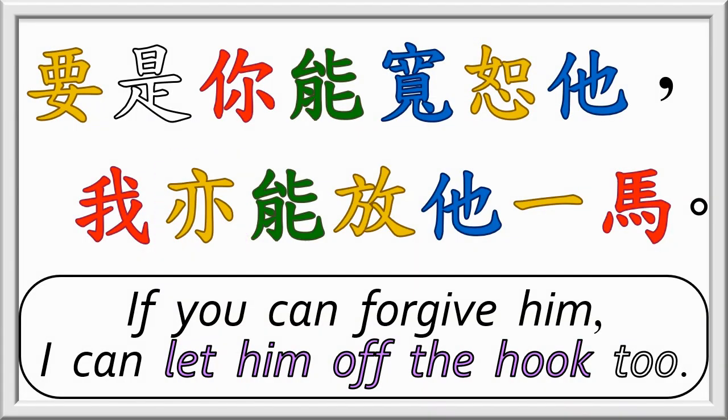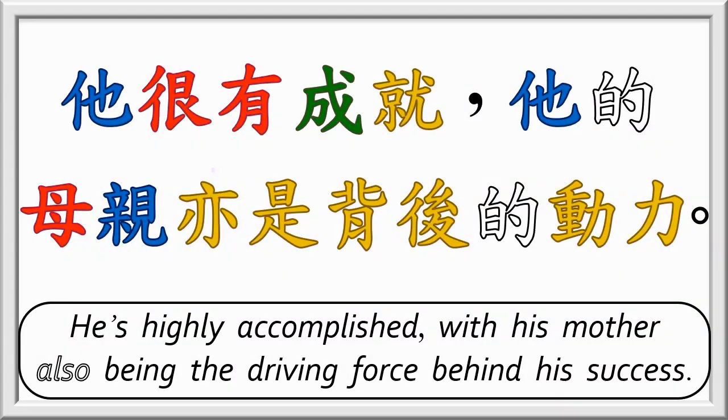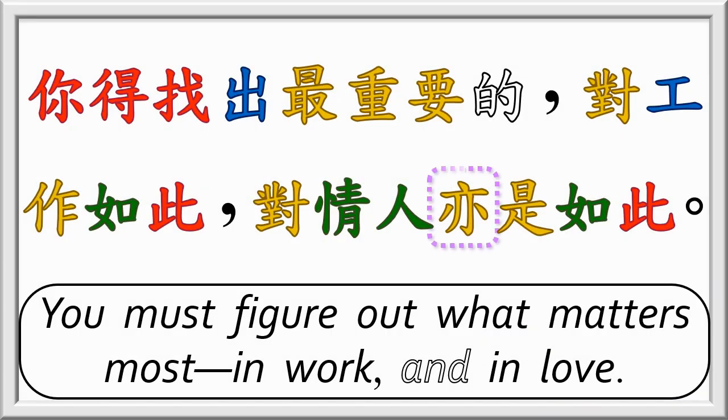要是你能宽恕他，我亦能放他一马. If you can forgive him, I can let him off the hook too. The idiom 放他一马, to give someone a break or cut them some slack. 他很有成就，他的母亲亦是背后的动力。He is highly accomplished, with his mother also being the driving force behind his success. 你得找出最重要的，对工作如此，对情人亦是如此。You must figure out what matters most in work and in love.